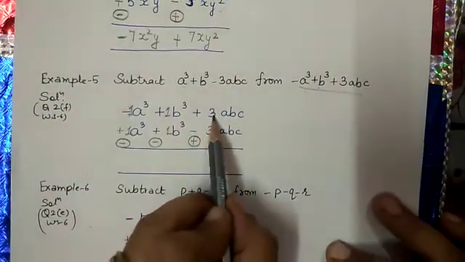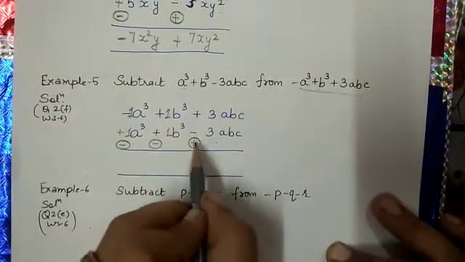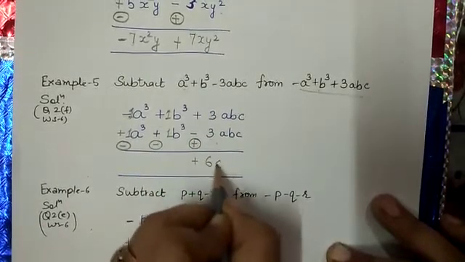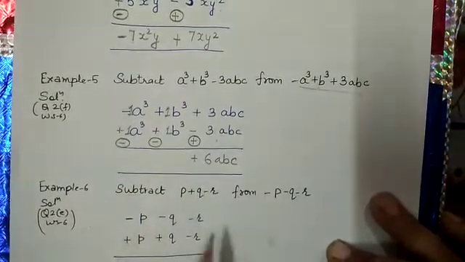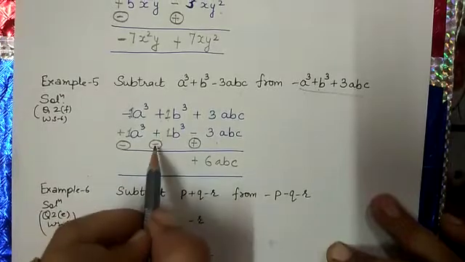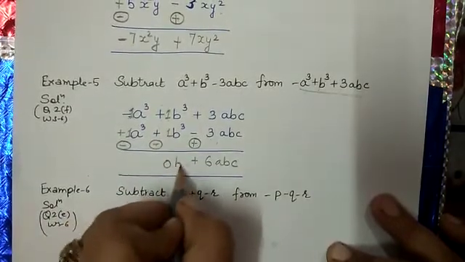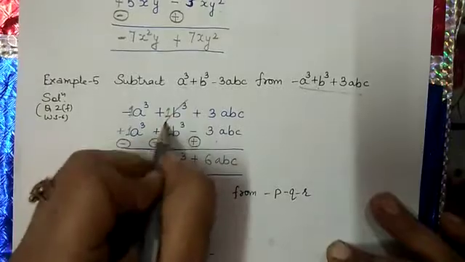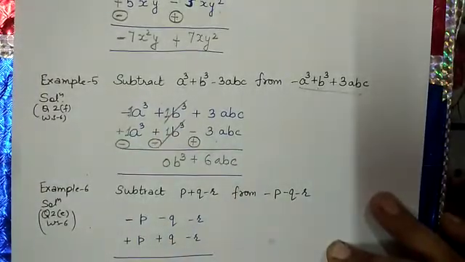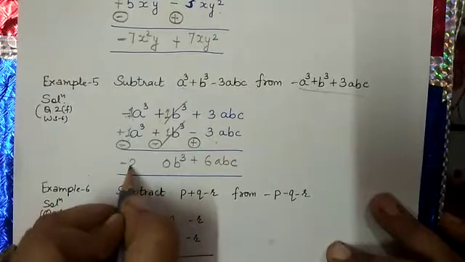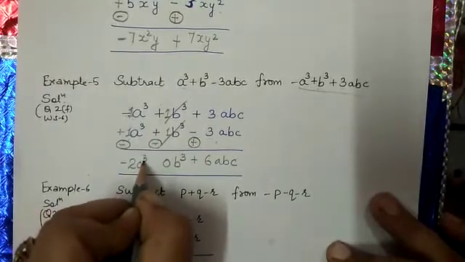Now plus 3, so we will observe these two signs now. 6abc. Plus 1 minus 1 became 0b cube. We can show it like this also. Minus 1 minus 1 became minus 2a raised to power 3.